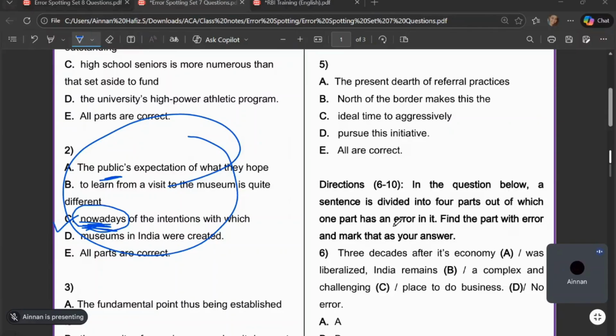Moving on to the fifth question. The present dearth of referral practices north of the border makes this the ideal time to aggressively pursue the initiative.